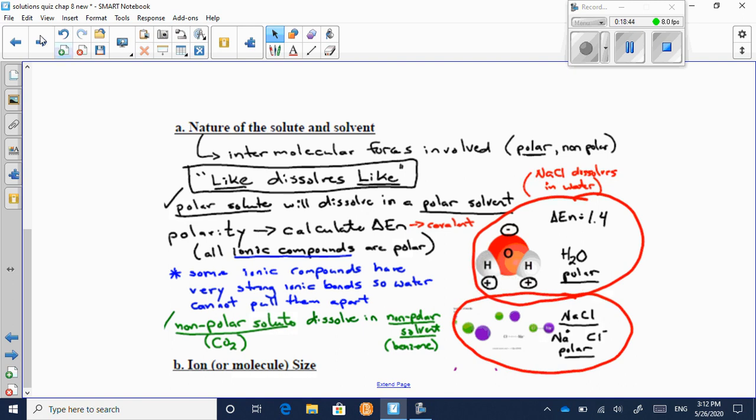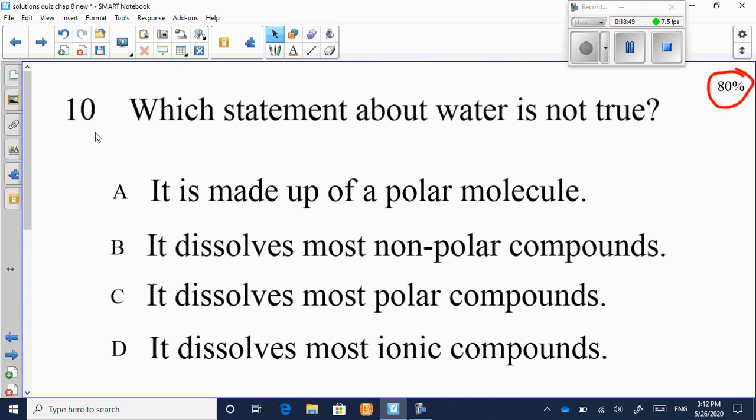Polar dissolves polar. So let's go back up. So it is made up of a polar molecule, true. So that's not the answer, because it says which is not true. It dissolves most non-polar compounds. Ooh, that's not sounding good, but it dissolves most polar compounds. That is true. It dissolves most ionic compounds. Well, ionic compounds are polar, so that's true. So it's this one. It's B. It dissolves most non-polar compounds. It does not do that. It dissolves polar things, because like dissolves like.